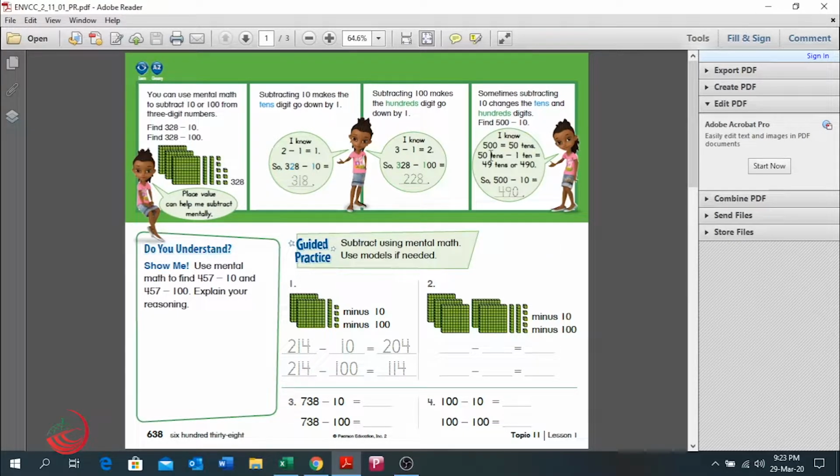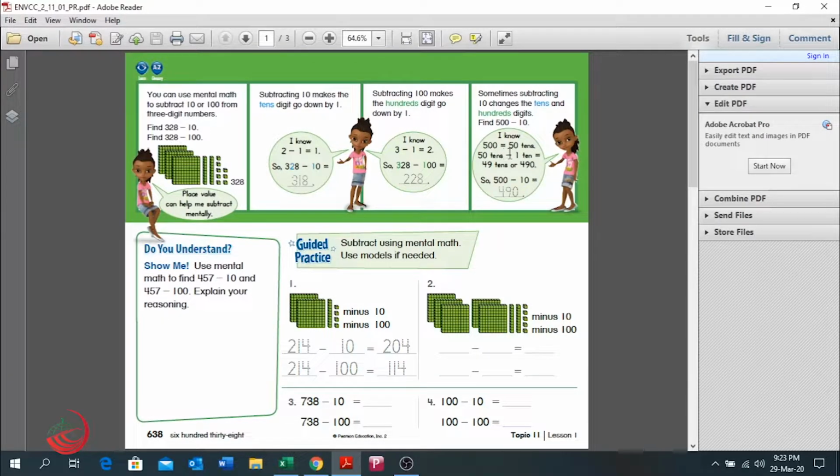I'm gonna explain this to you, but let's do it the easier way. The easier way, 500 minus 10 equals what? You can use mental math. It's like 490. If you know how to do it like this, then you don't need to know what I'm gonna say.